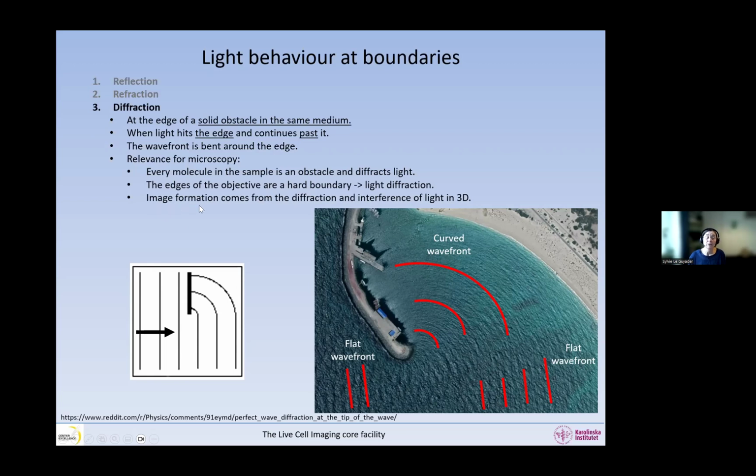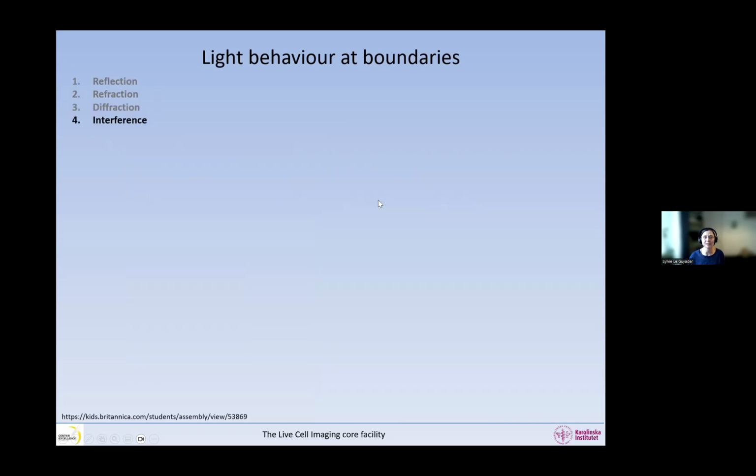And actually, we will see that in the next little lecture. The image formation comes from the diffraction and the interference of light in 3 dimensions. So diffraction is a very important phenomenon. Without diffraction, we have no image, so we cannot do any microscopy. But here there is another word called interference, and this is the 4th behavior that I was talking about. So let's see what interference is.